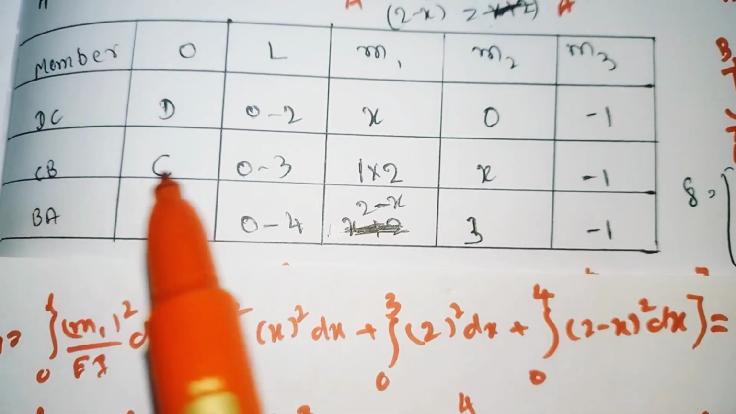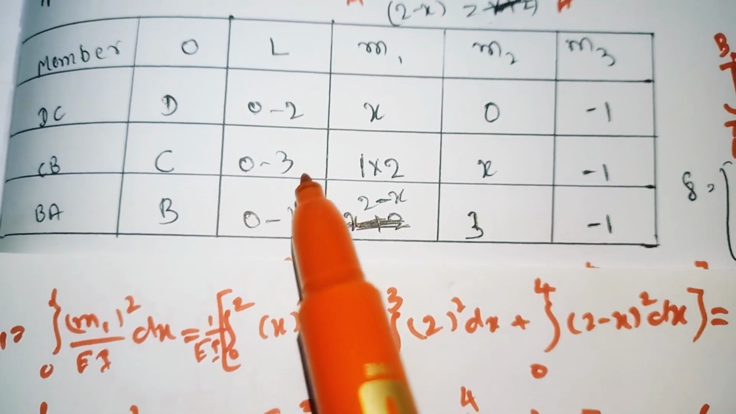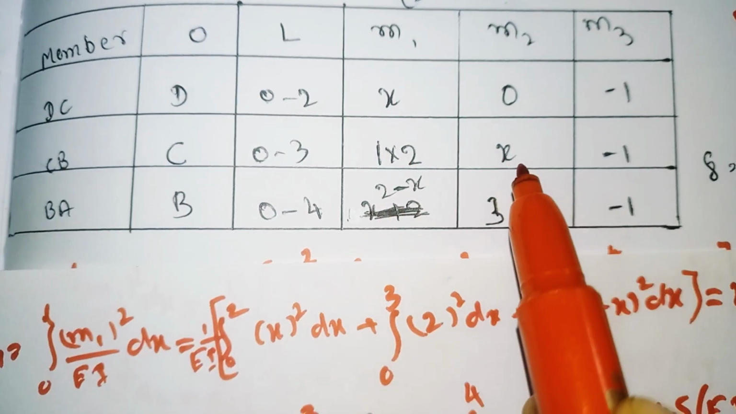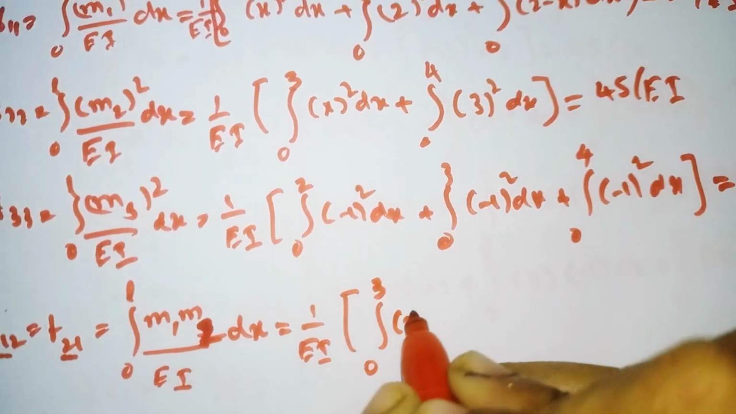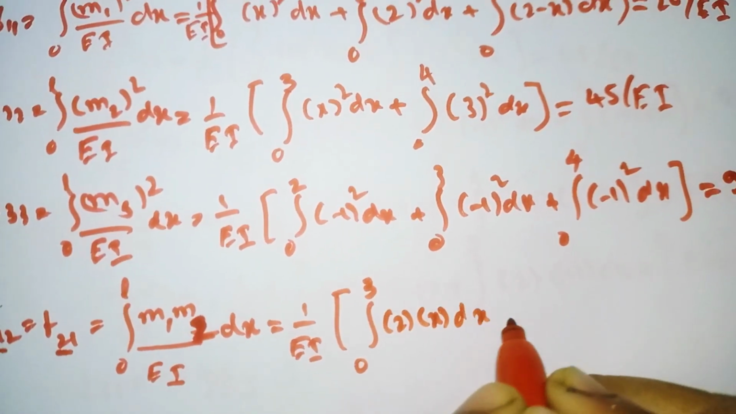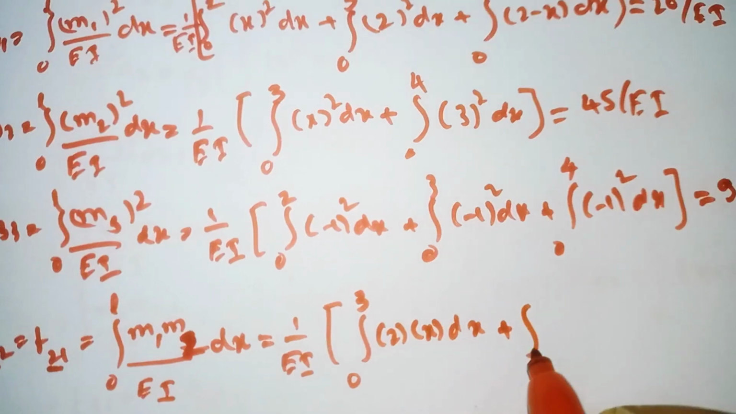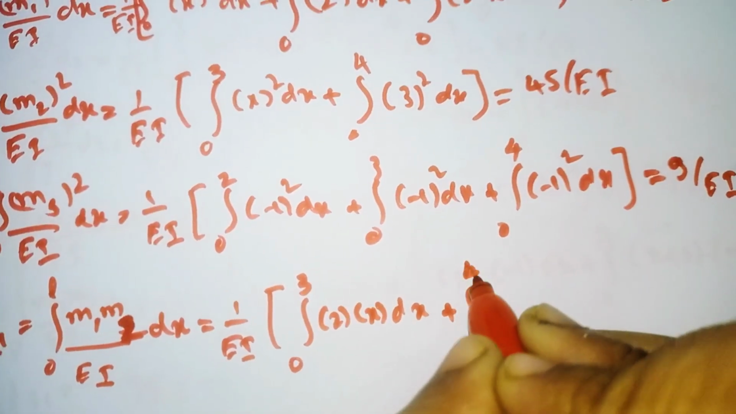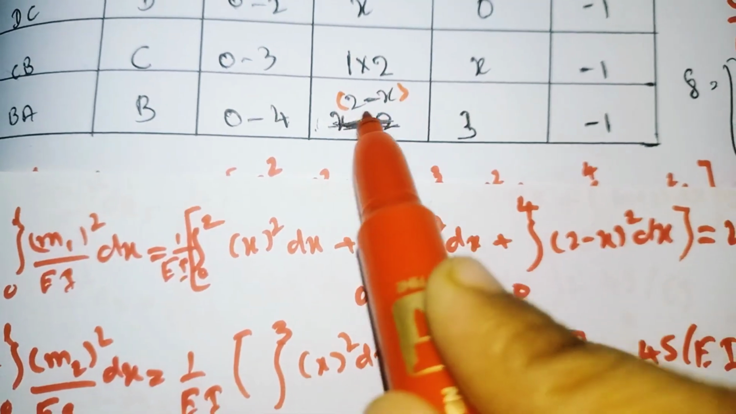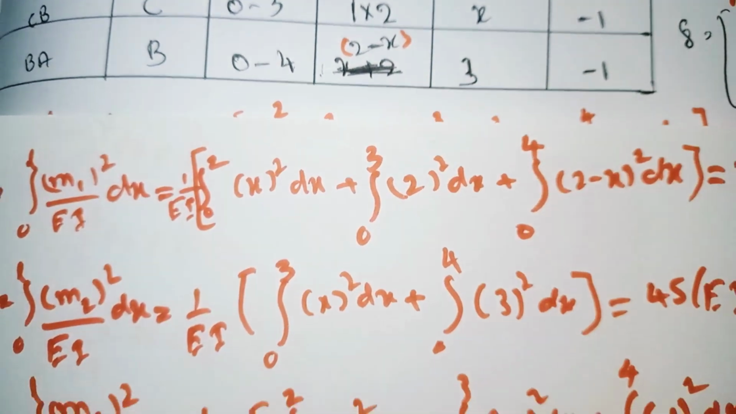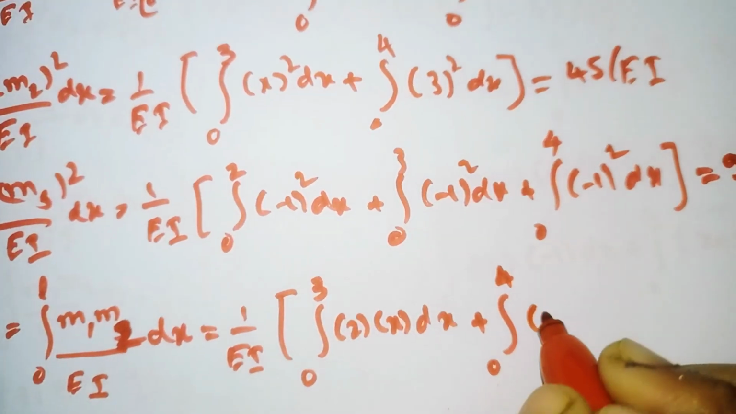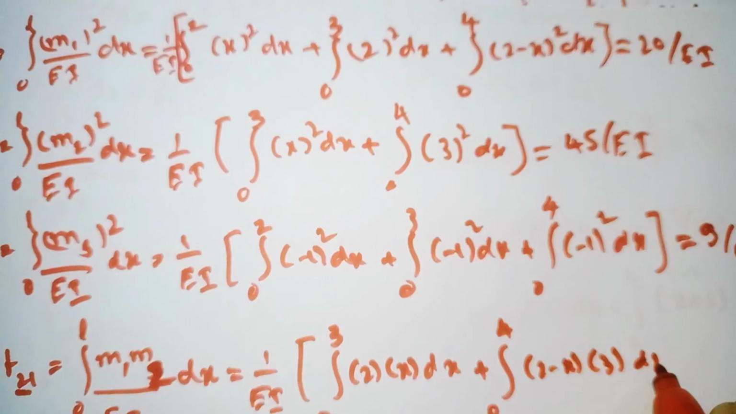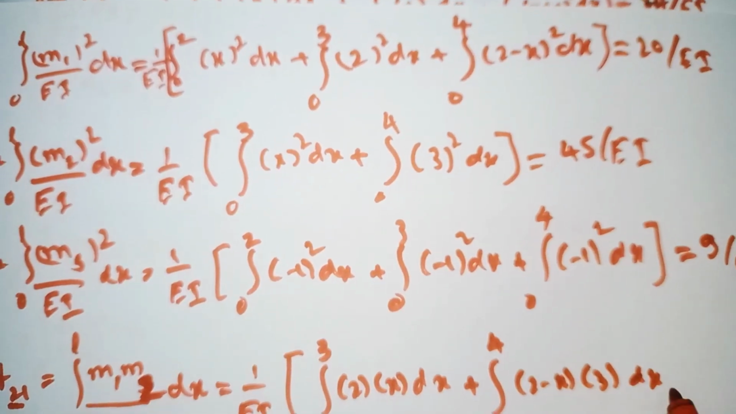So for CB we have the limit 0 to 3, and m1 is 2, m2 is x, so integration of 2 into x dx, plus integration for member BA with the limit 0 to 4, where m1 is 2 minus x and m2 is 3, into dx. So now we'll solve.